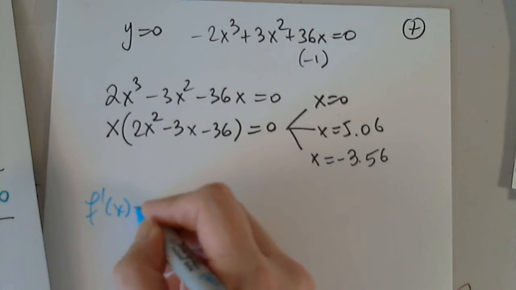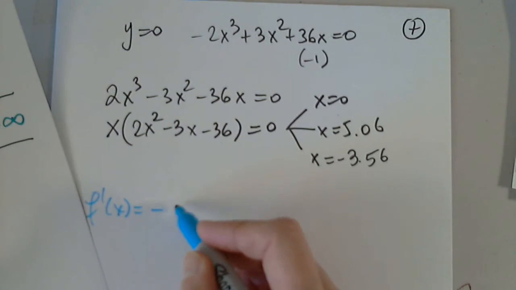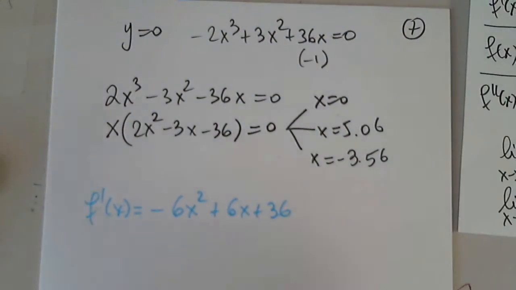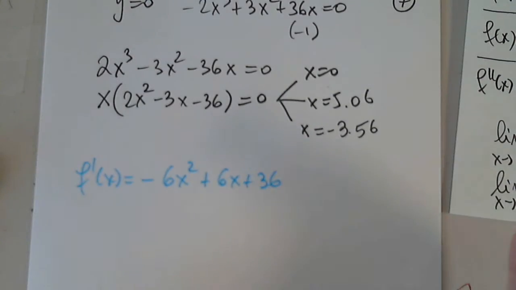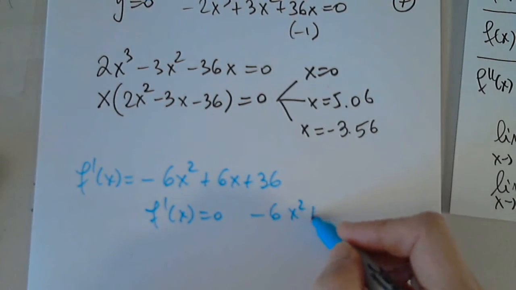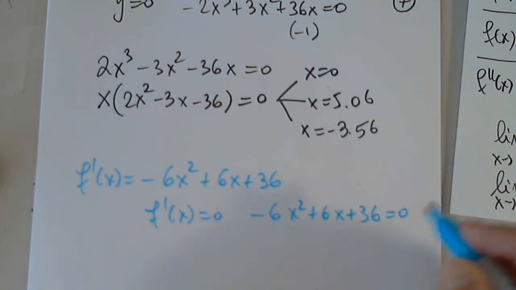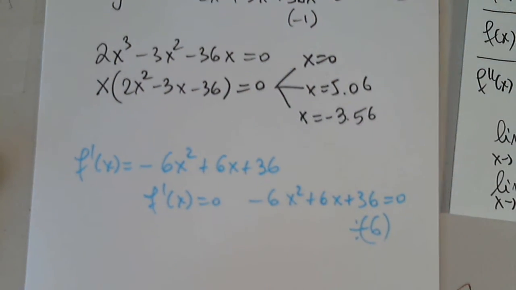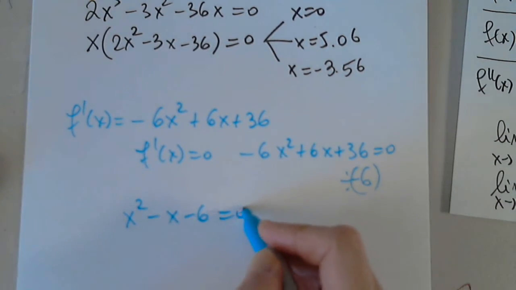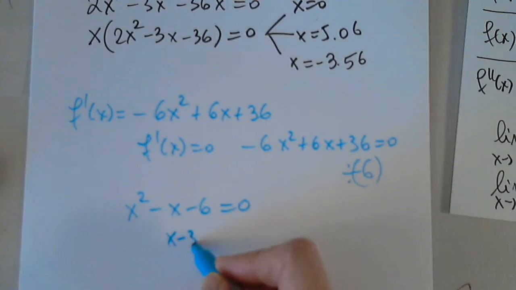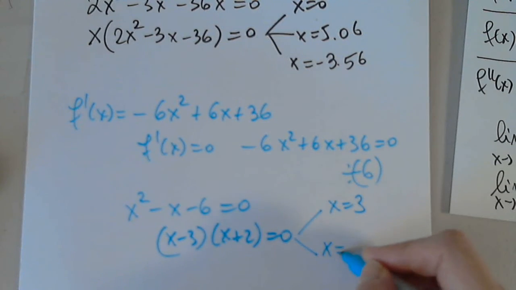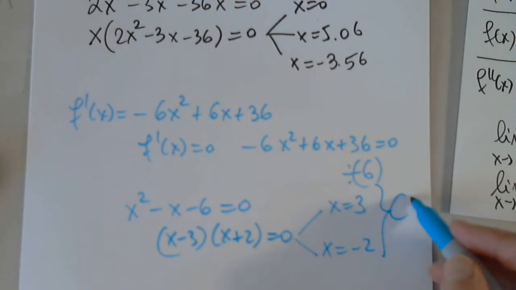So f prime of x will be negative 6x squared plus 6x plus 36. No critical numbers come from f prime being undefined, but I have to say that. But f prime could be 0. Negative 6x squared plus 6x plus 36 equals 0. Of course, I'm going to divide by negative 6. And I get x squared minus x minus 6. There is no need to use the calculator because this is x minus 3 and x plus 2. Quite nice. X equals 3 and x equals negative 2. So these are critical numbers.